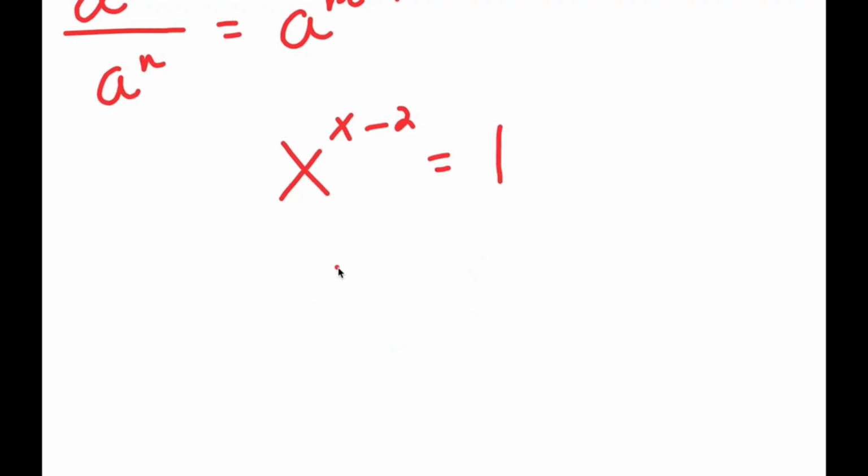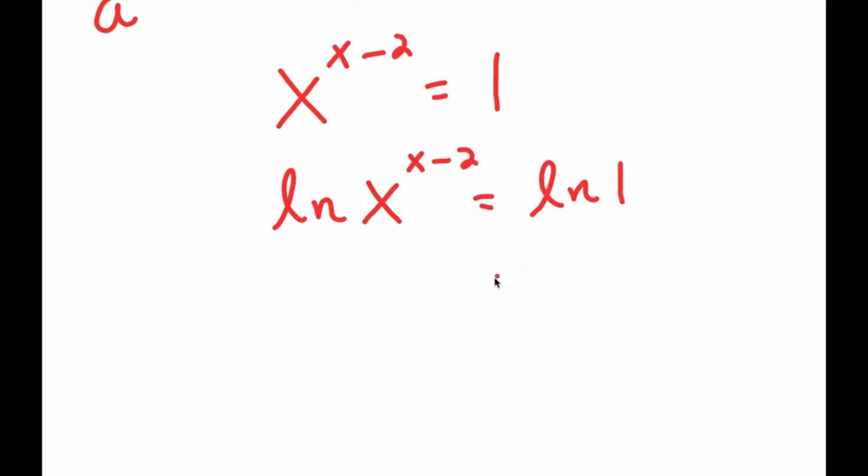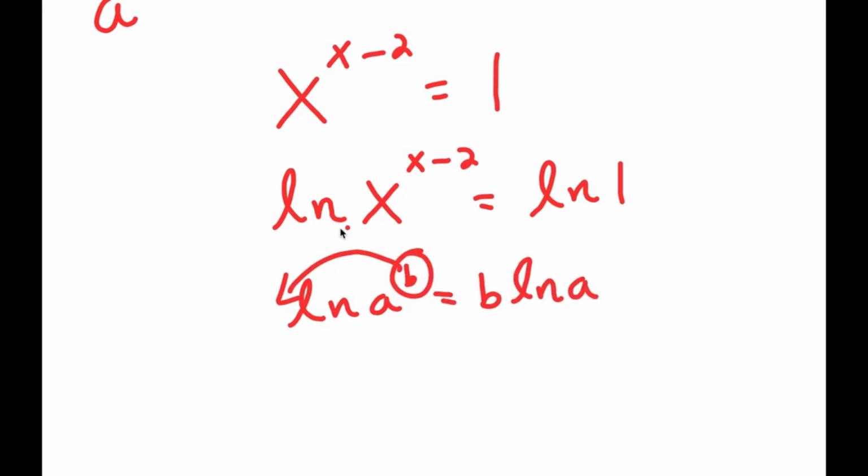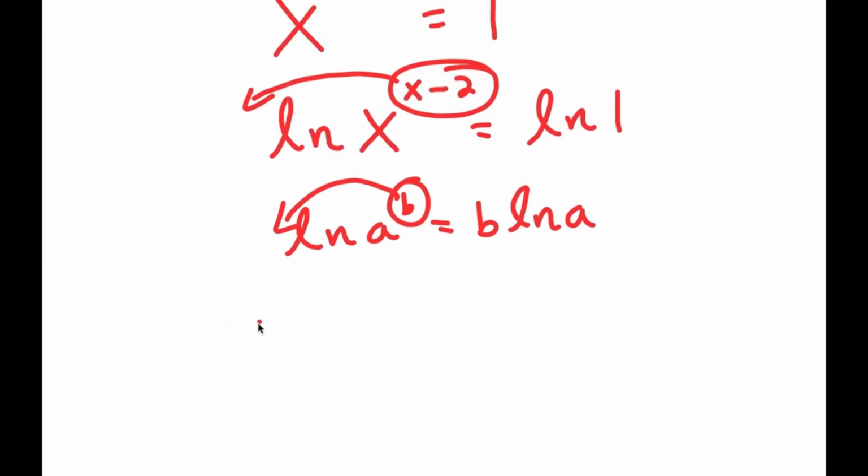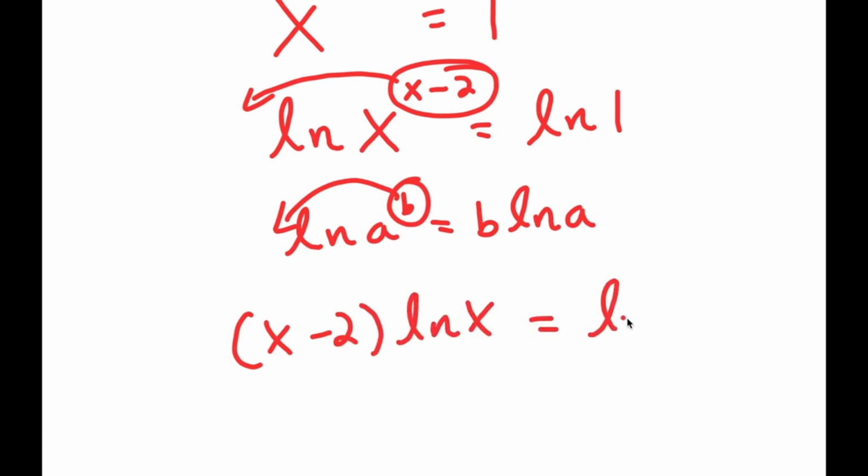Now, I'm going to take the natural log or ln on both sides. So I get ln x to the power of x minus 2 is equal to ln 1. So if I have something in the form ln a to the power of b, I can move this exponent b to the front. So it's going to equal b times ln a. So in this case, I have ln x to the power of x minus 2, and I can move this to the front. So I get x minus 2 times ln x is equal to ln 1.